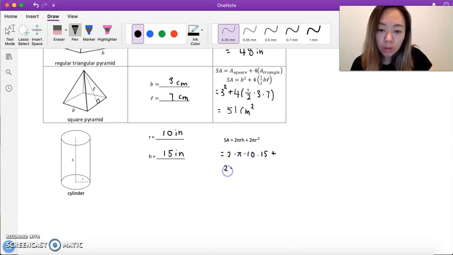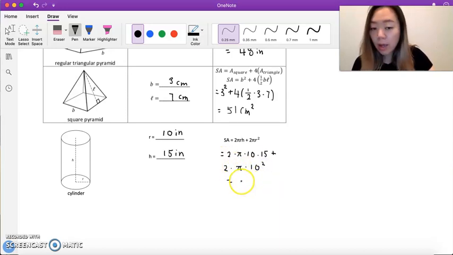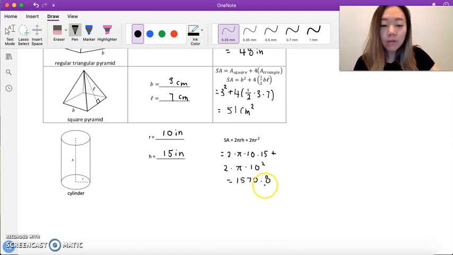plus 2 times pi times radius squared. So that's 10 squared. And calculate it out, you get 1570.8. 1570.8, our unit is inches squared.